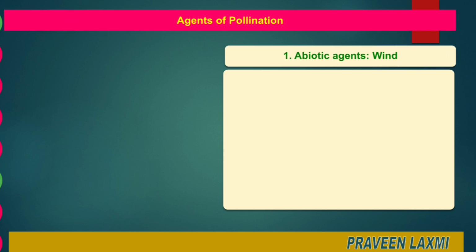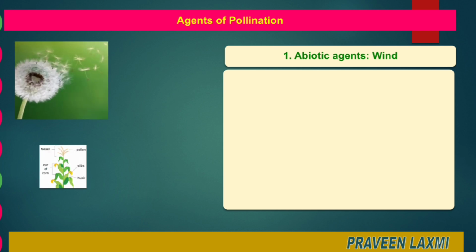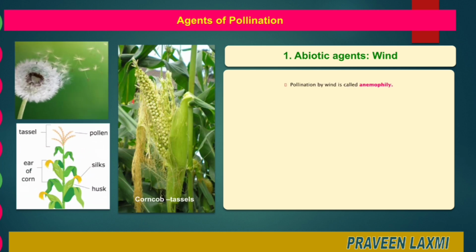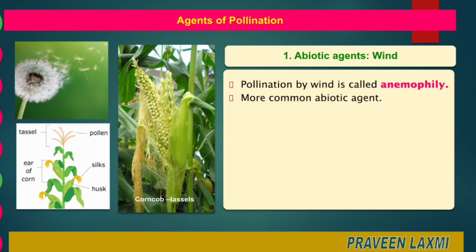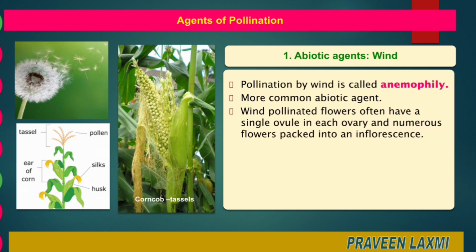The first abiotic agent that we are going to discuss here is wind pollination. This type of pollination is also called anemophily. What do we call it? Anemophily, right? It is the more common abiotic agent. In nature, if we see, most of the plants undergo pollination through wind. So that is why it is the more common abiotic agent.